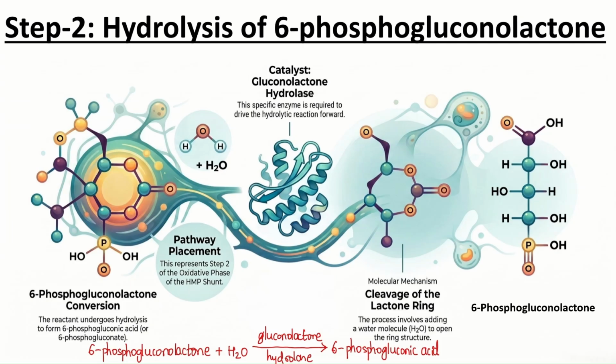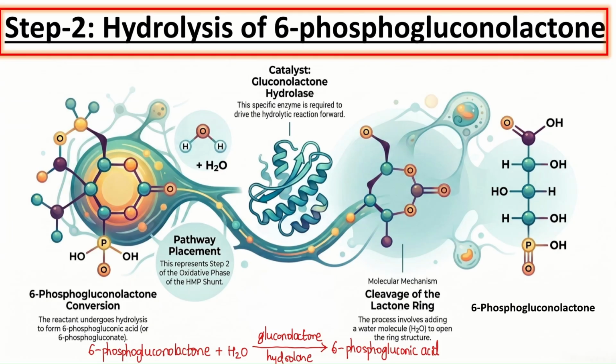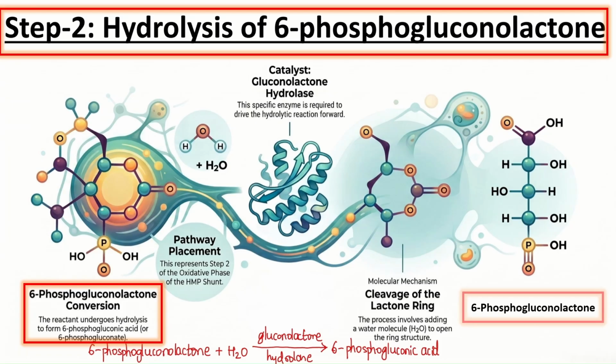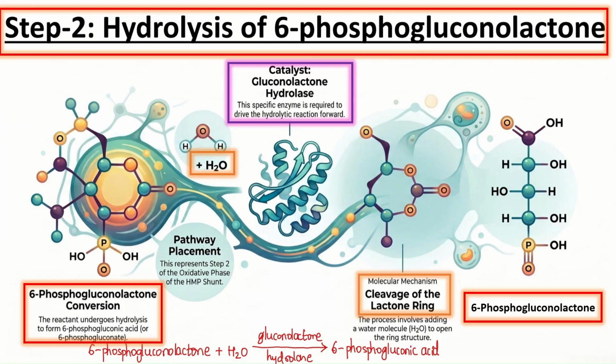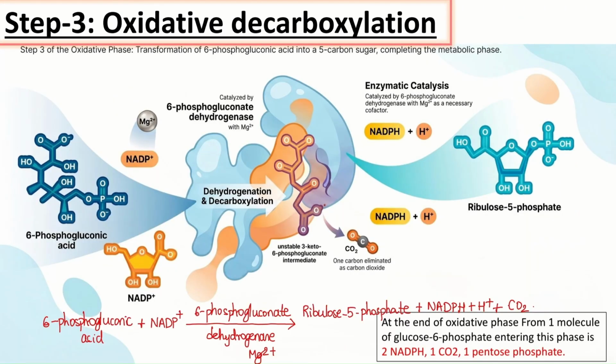Step 2 is the hydrolysis of the 6-phosphogluconolactone. Here, the 6-phosphogluconolactone hydrolysis gives rise to 6-phosphogluconic acid, also known as 6-phosphogluconate, catalyzed by the enzyme gluconolactone hydrolase. It is the addition of a water molecule to cleave open the lactone ring. This is the hydrolysis. Now step 3 is the oxidative decarboxylation, which is the final reaction of the oxidative phase, completing the generation of NADPH and producing a pentose sugar. So let's see what happens.